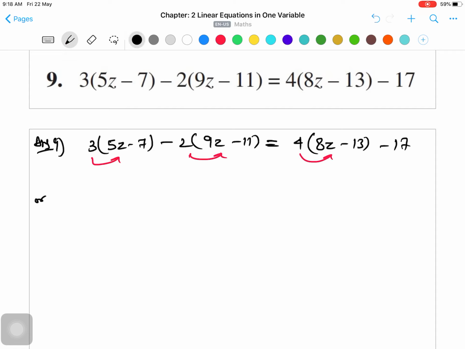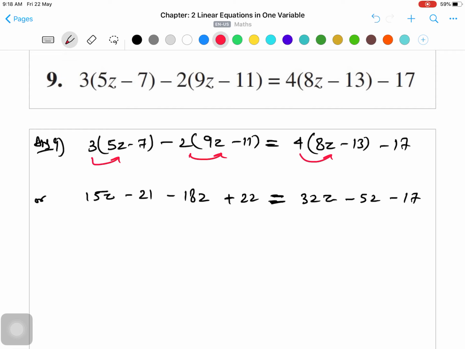Okay, so let's write it out. 3 into 5z is 15z. 3 into minus 7 is minus 21. Then minus 2 into plus 9z is minus 18z. Minus 2 into minus 11 will be plus 22, equals. Now we have 4 into 8z is 32z, and 4 into minus 13 is minus 52, and then we have minus 17.